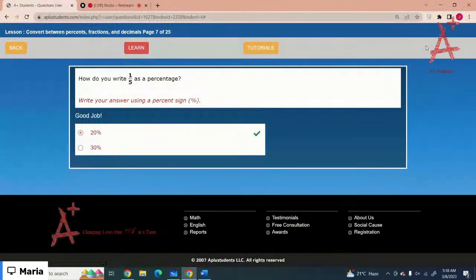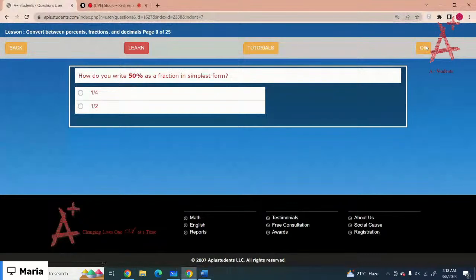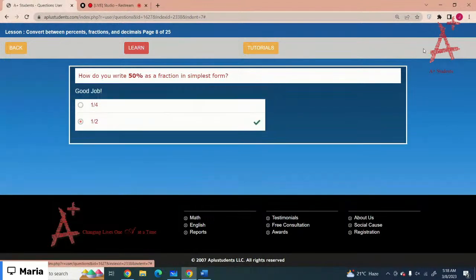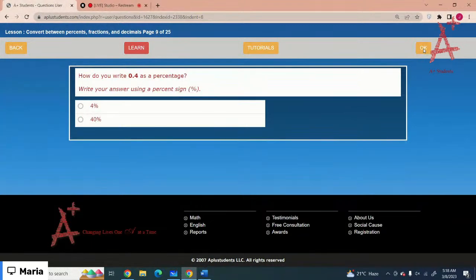Okay, the next one is how do you write 50% as a fraction? So, which is the correct option? 1 over 2. Just divide 50 by 100. Got it? And convert into the simplest form. It would be 1 over 2. Very good.